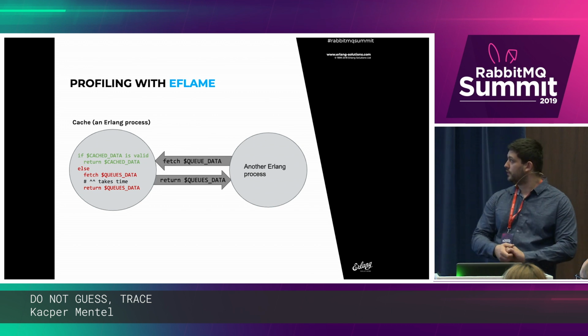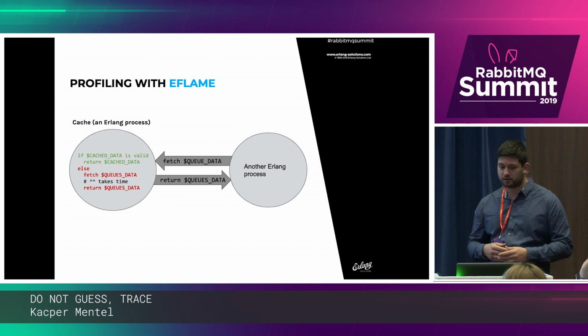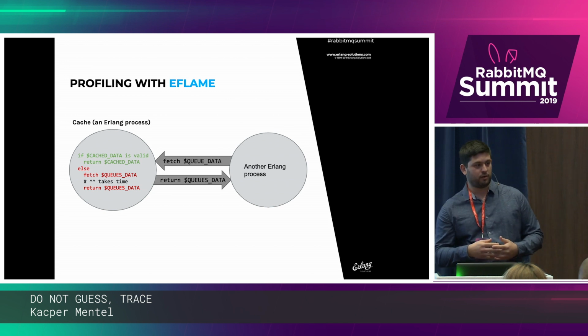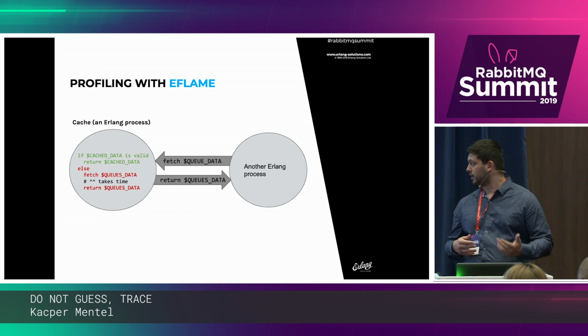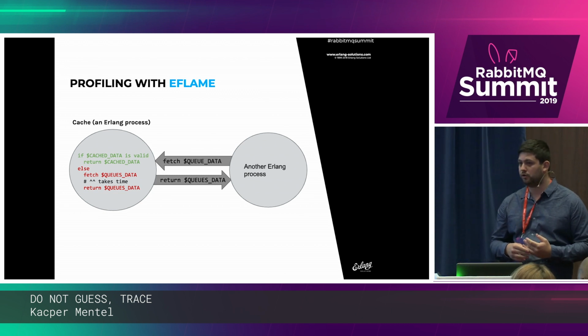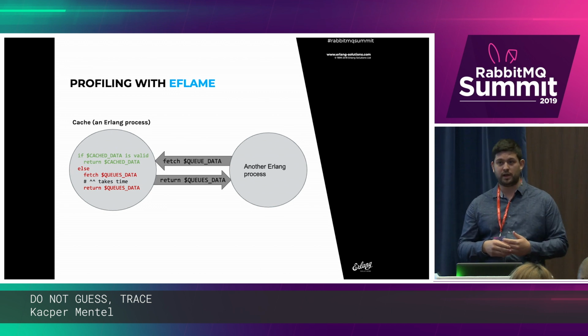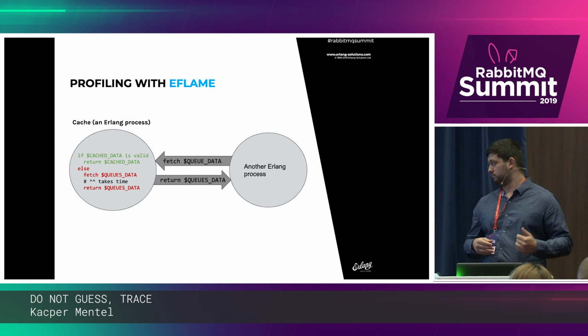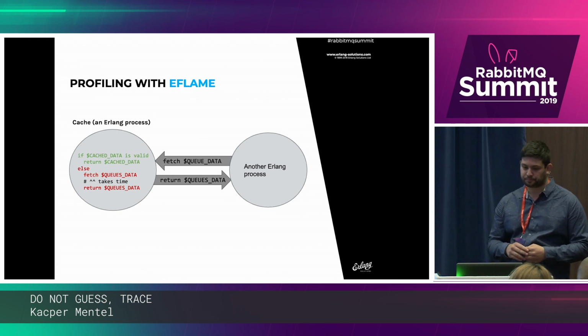So here's a visualization of the interaction with the cache process. A fetch request is sent. When the cache is valid, cache data is returned to the original caller, but when the cache is not valid, fresh data needs to be gathered. That takes time, and then data about the queues is returned to the caller.